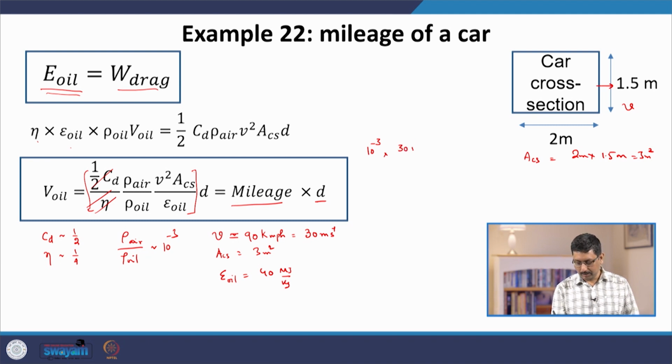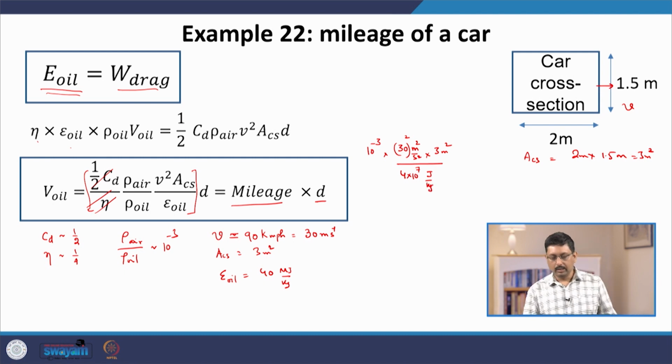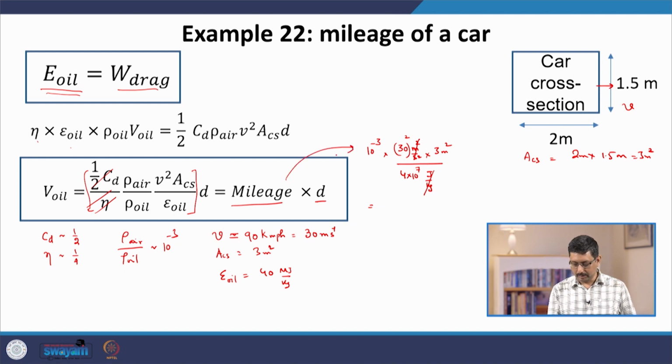So, we get 10 to the power minus 3 times 30 meter per second, so v square, times 3 square meter, divided by 40 megajoule, which is 4 into 10 to the power 7 joule per kg. You can verify this joule per kg is the same as meter square per second square. So, this is the factor of mileage.